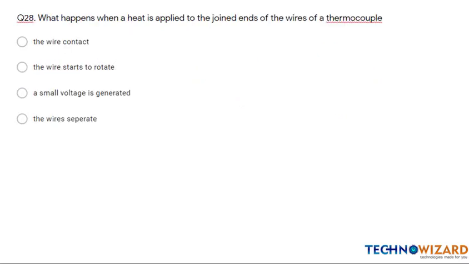Next question, what happens when heat is applied to the joined ends of the wires of a thermocouple? Always a small voltage is generated in this. Option C is the correct answer.